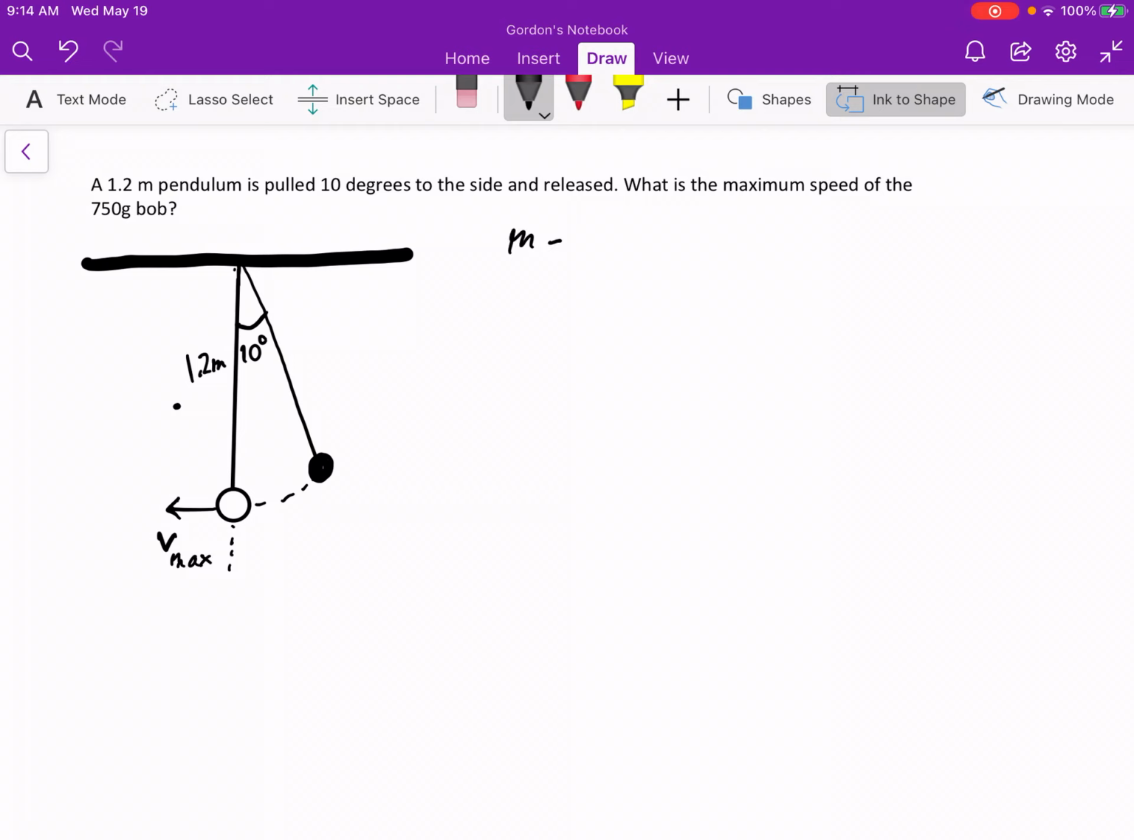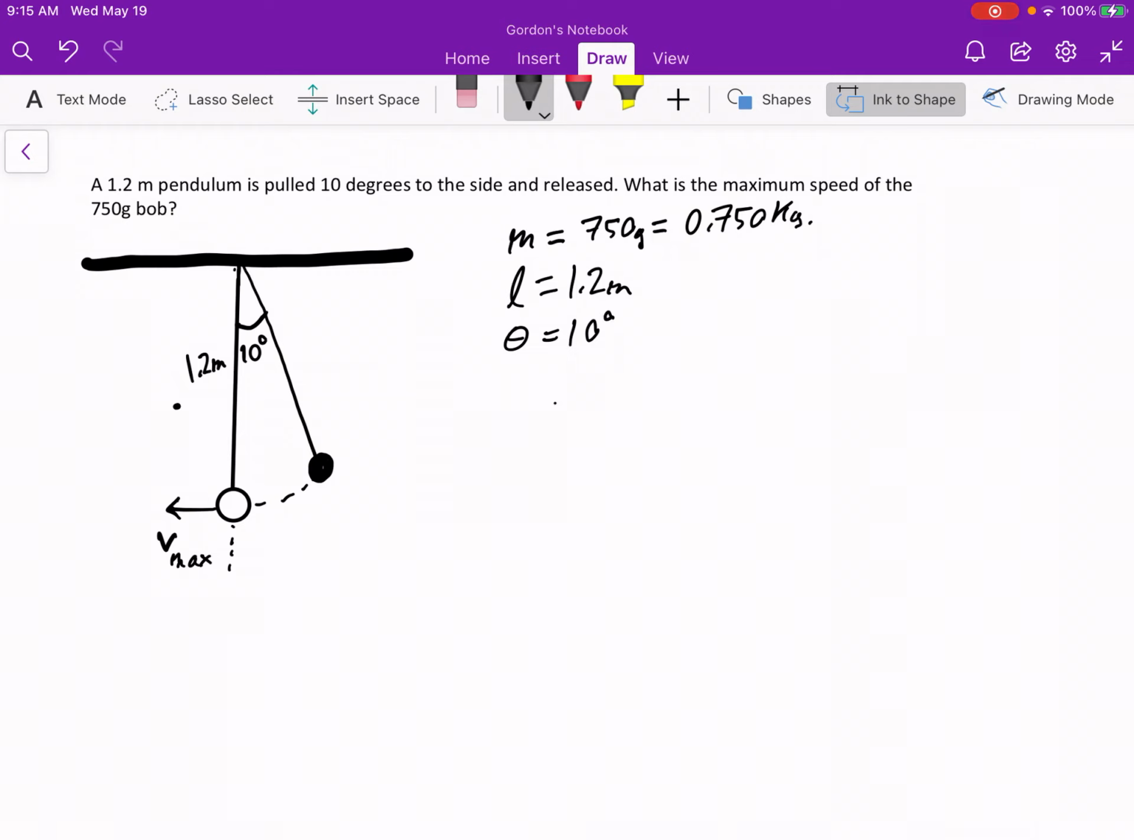So let's write down what we know. Mass, 750 grams equals 0.750 kilograms. We know the length of the pendulum is 1.2 meters. And we know the angle is 10 degrees. So we don't know a ton of information here.